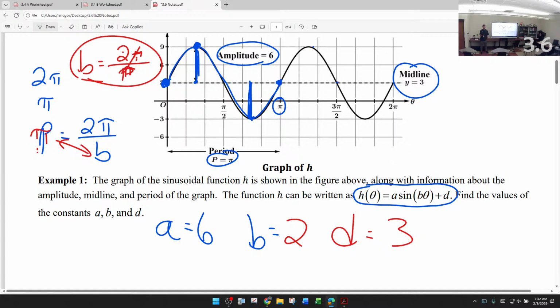Any questions about that? Hopefully that was pretty easy for you. Yes? So you're saying D is the midline? D is the midline. A is the amplitude. A could be negative. The amplitude cannot be negative. Wait a minute, I thought you said A was the amplitude.